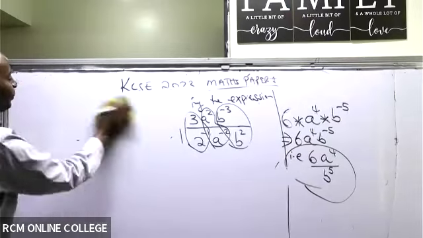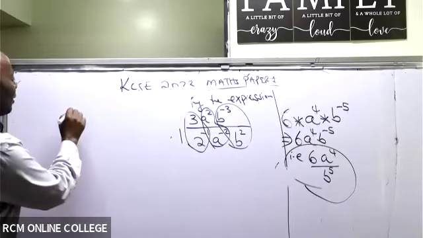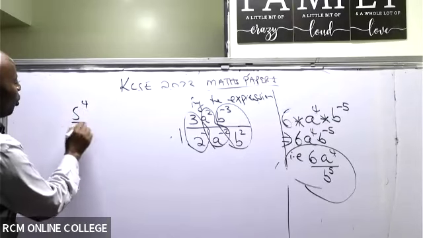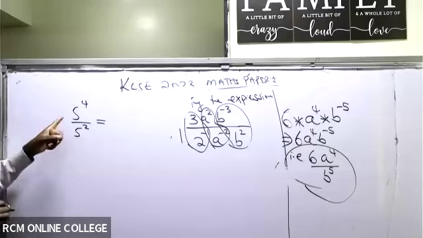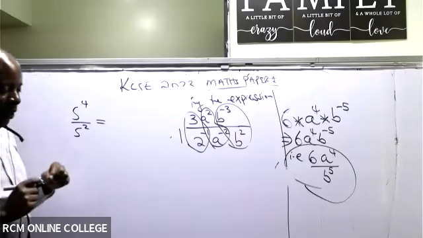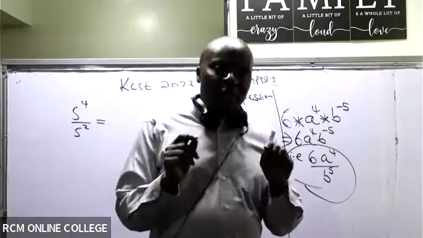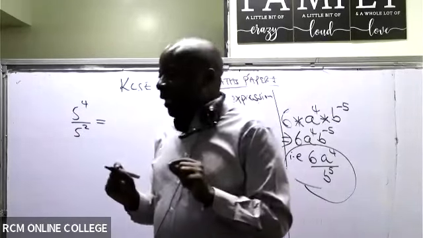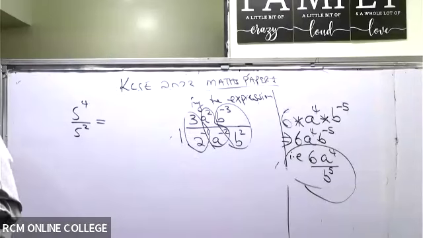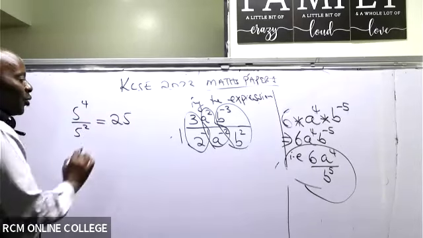If for example I'm given 5 raised to power 4 over 5 raised to power 2, can you kindly use your calculator to give me this answer? Use your calculator: 5 raised to power 4 divided by 5 raised to power 2. What answer are we going to get? 25, isn't it? So we are getting 25.